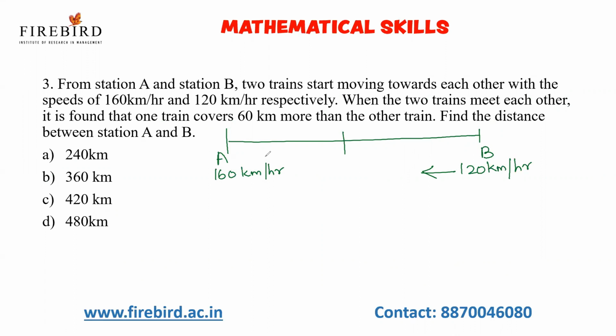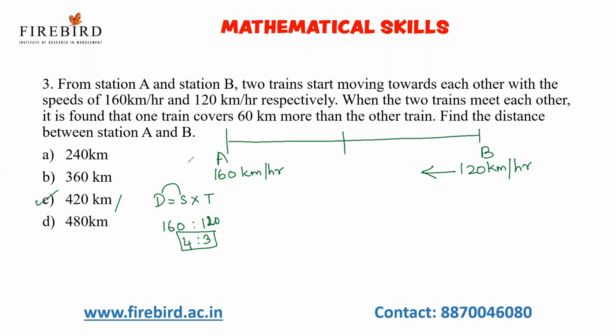See, I know that distance is equal to speed into time, and distance and speed are directly proportional. The ratio of the two speeds, 160 is to 120, is nothing but 4 is to 3. If the ratio is 4 is to 3, the total parts is 7. The only multiple of 7 here is 420 km. So I will guess that 420 km can be my answer. If I want to cross check, you can also do it in another way.